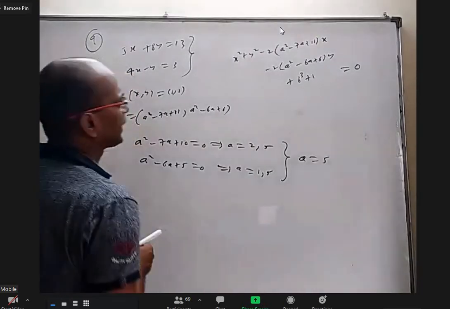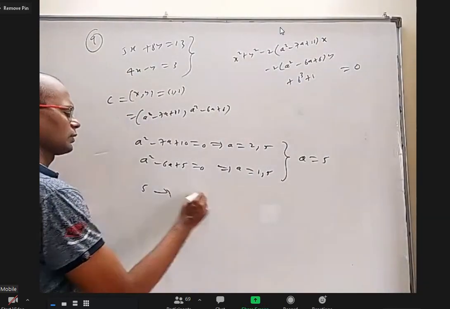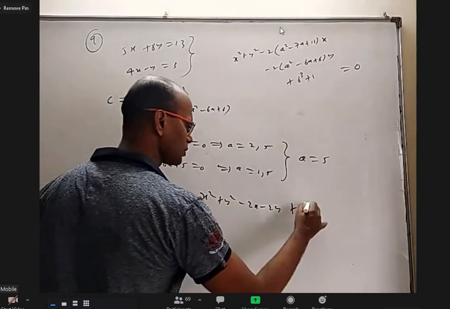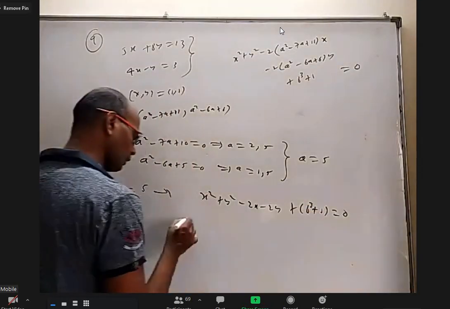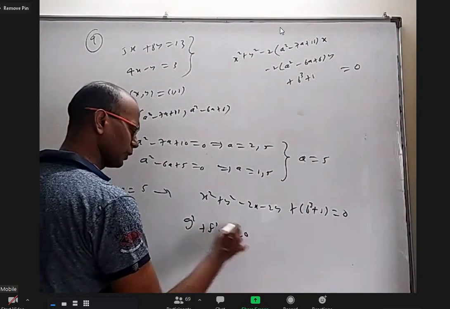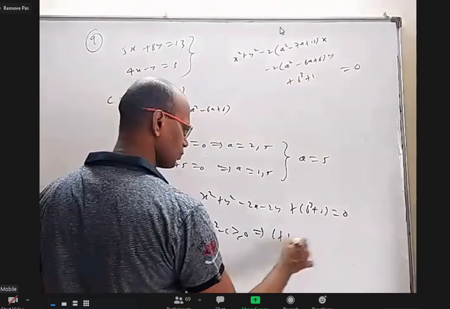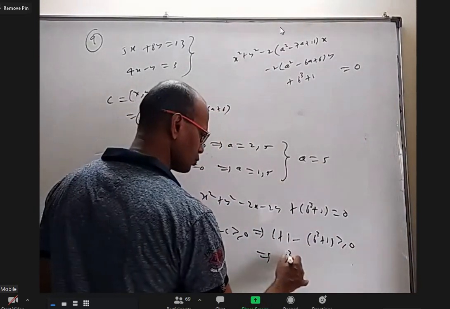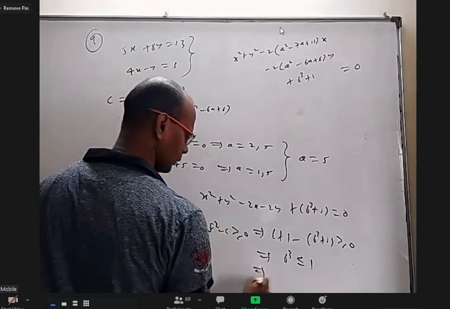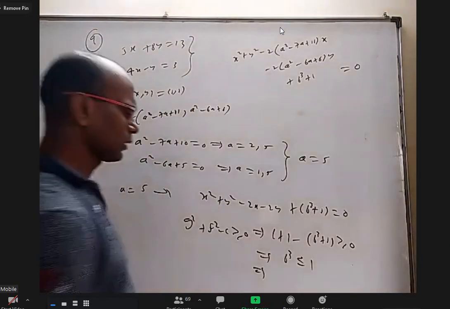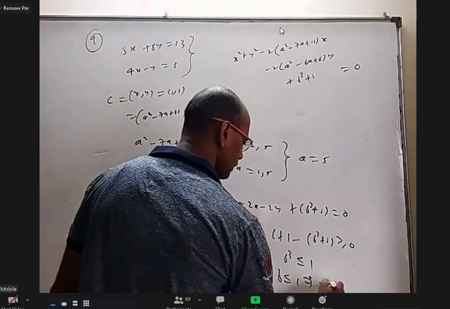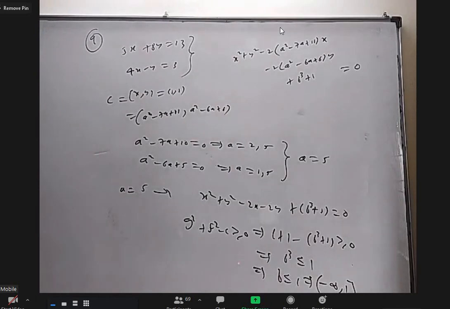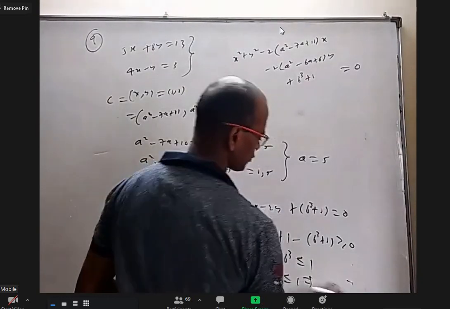So when you put that 5 back, the circle becomes x square plus y square minus x minus y plus b square plus 1 equal to 0. g square plus f square minus c should be greater than or equal to 0: 1 plus 1 minus (b square plus 1) should be greater than or equal to 0, that is 1 minus b square greater than or equal to 0. So b square should be less than or equal to 1. B is between minus 1 and 1. One is closed or open, anything is fine, because when it is 1, the radius is 0.